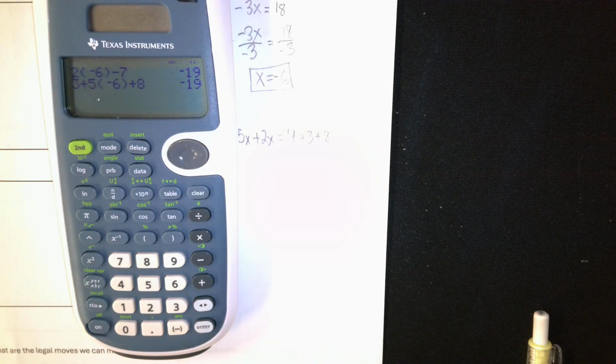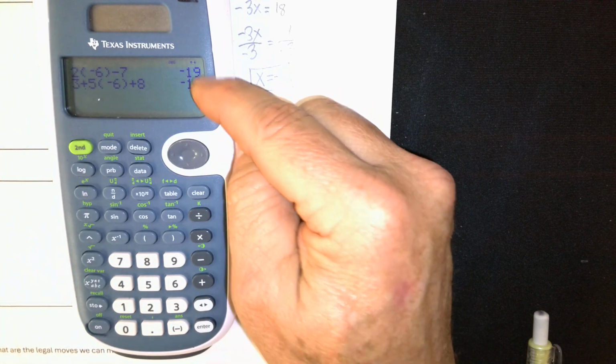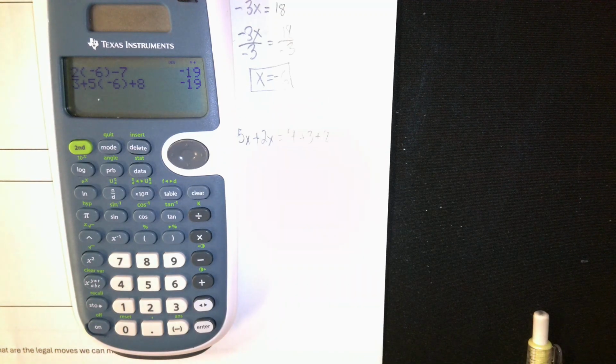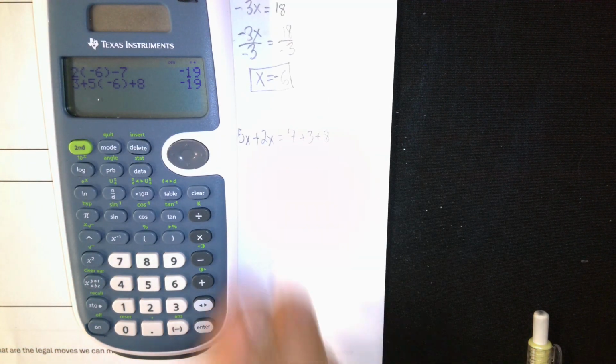So once again, you can confirm your answers by plugging them back in, whether you do it by hand or on a calculator. And then you can know whether you got it right or not. And if these don't match, then you have to go back and check your work to see why it didn't match. What was the issue there?